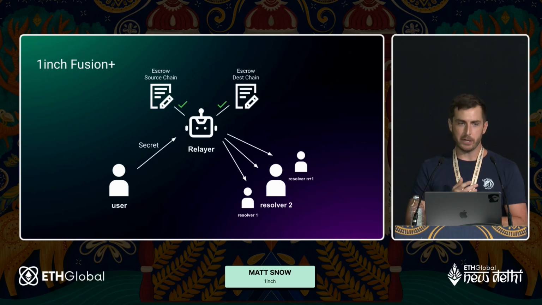There's an exclusivity period where resolver 2 has a brief amount of time to facilitate this and use the secret to unlock both escrows. If they fail to do this, the secret then becomes public to all the other resolvers.